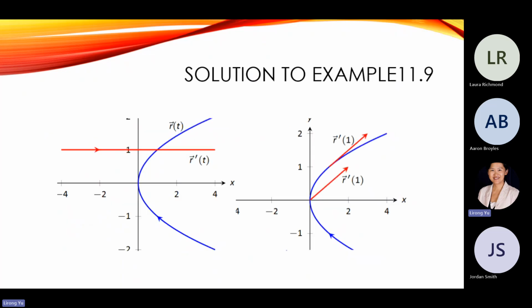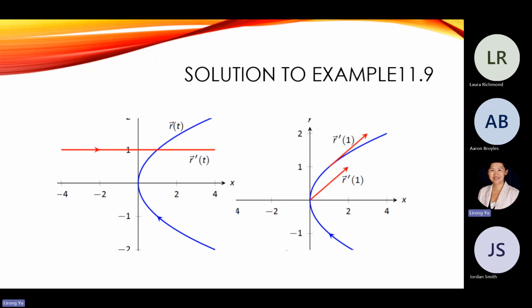At least I understand. Any question there? Okay. So basically, the second question is actually drawing the r prime 1 twice. One is from the origin. One is from the point 1, 1. You draw the r prime 1 again.